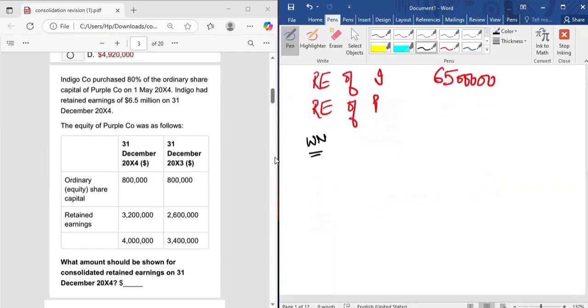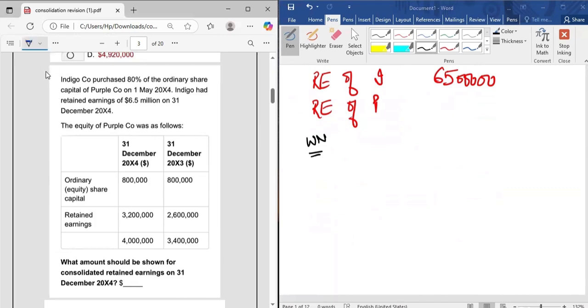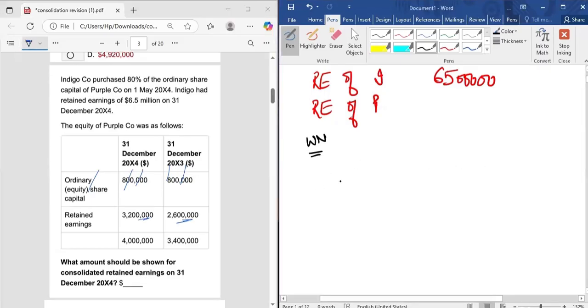Now see, Purple Company information we have been given here. We don't have to do anything with the share capital, because we are calculating retained earnings. They have given us the retained earnings at 31 December 20x3 and at 31 December 20x4. So let me draw a timeline here.